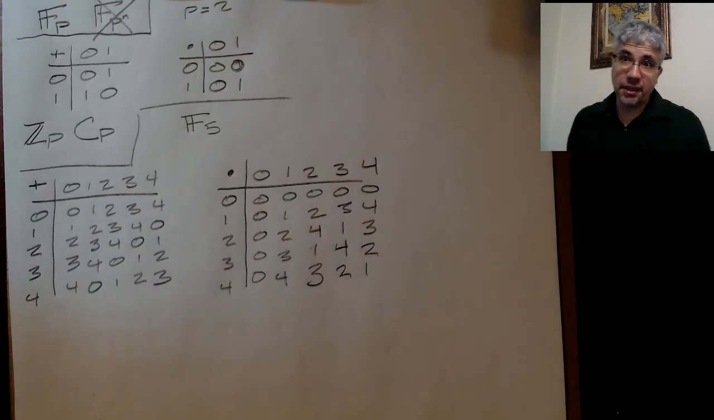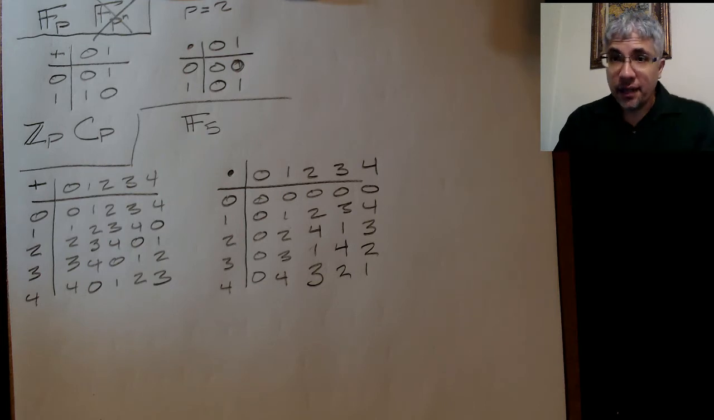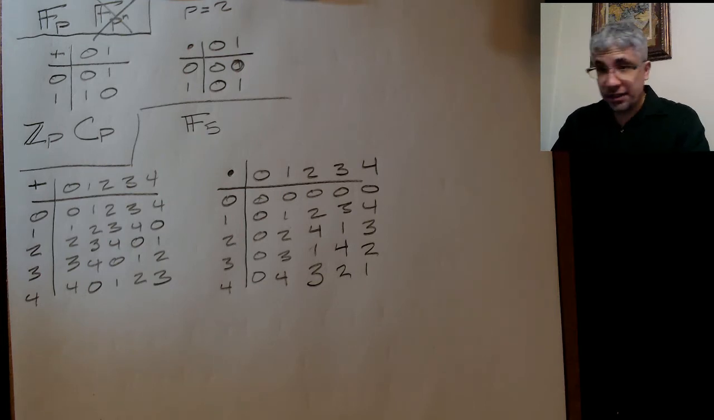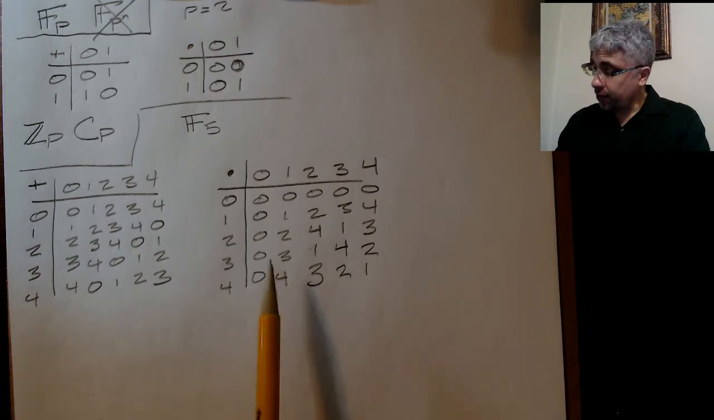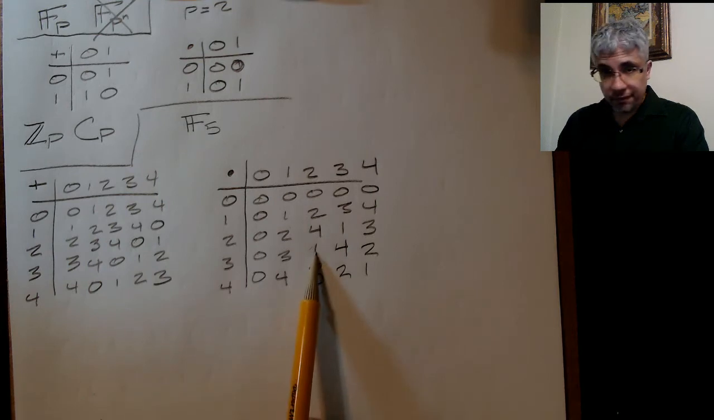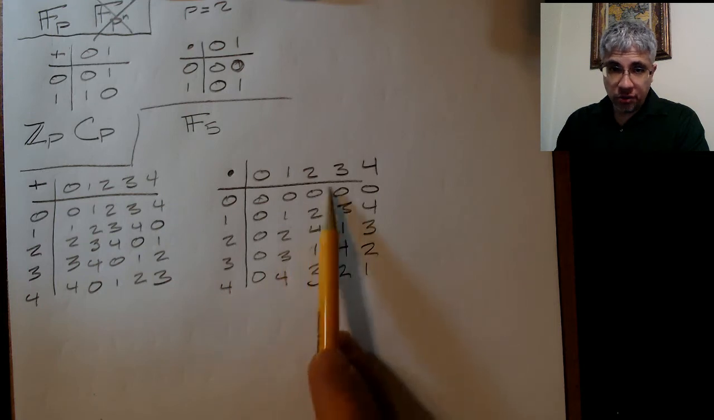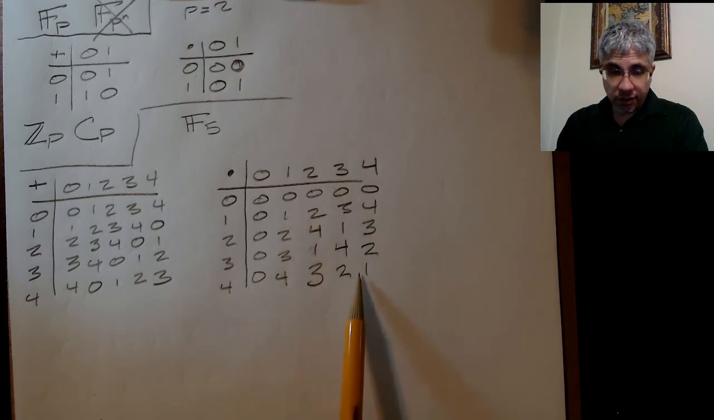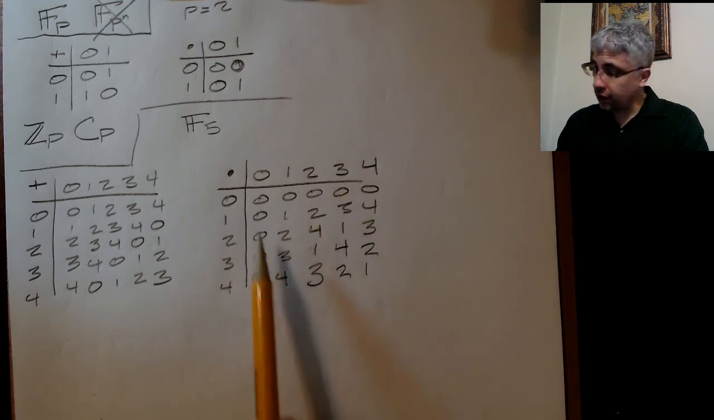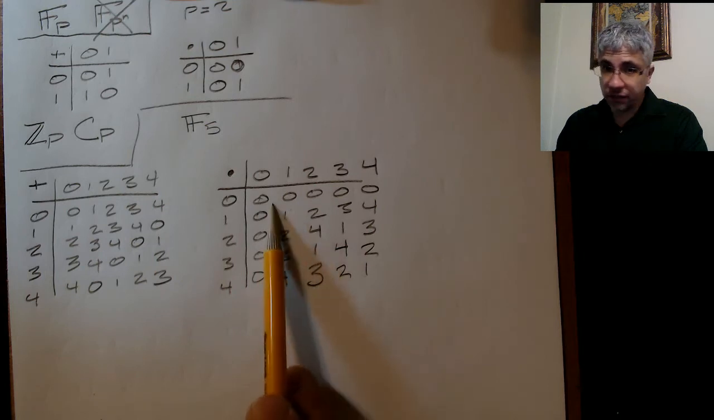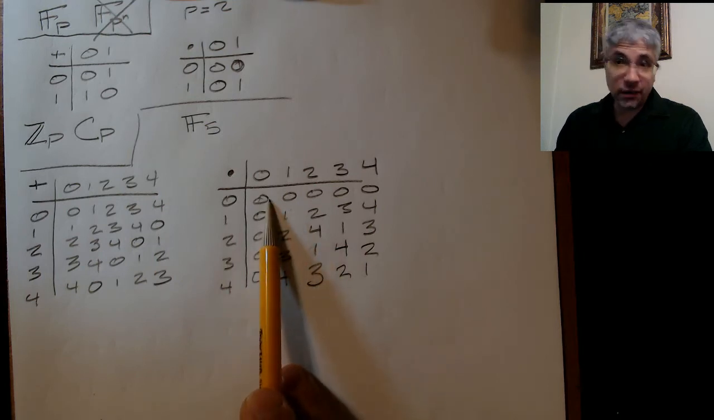And this ends up being the field with 5 elements. We can see what the inverses are here. The multiplicative inverse of 3 is 2, because 3 times 2 is what gives me 1. The inverse of 2 is 3. 4 is 4. The multiplicative inverse of 4 is itself. And the multiplicative inverse of 1 is itself. And we don't require 0 to have a multiplicative inverse, which is good because it doesn't.